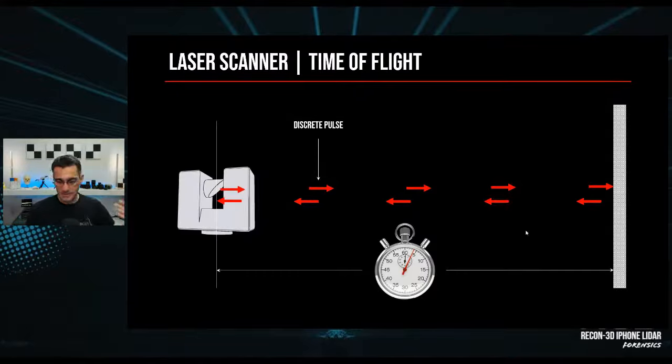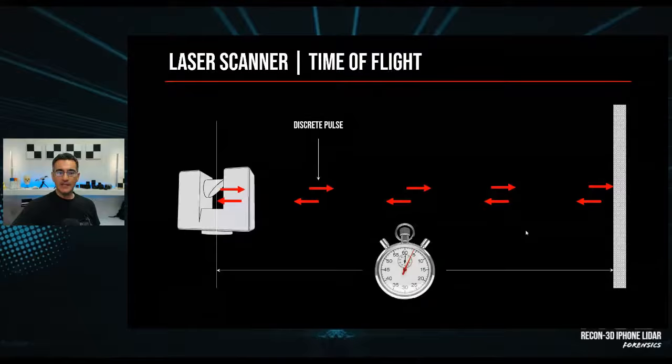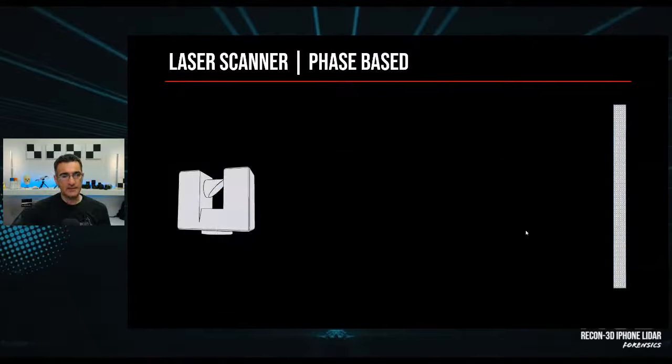Speed is distance over time, and you divide the time by 2 because it's a round trip, and then you get your distance. So it's a lot more complicated than that, for sure, but that's the basic premise. The other type of scanner is a phase-based scanner. And again, it's also a LiDAR device. It's just a different technique.